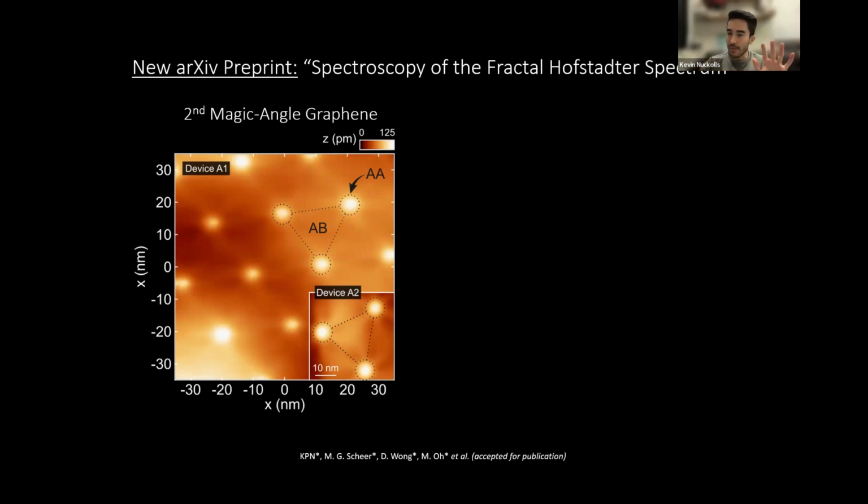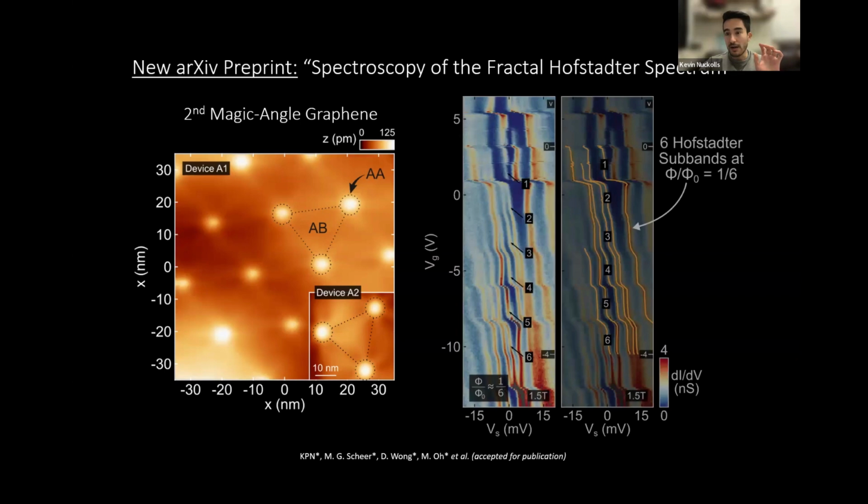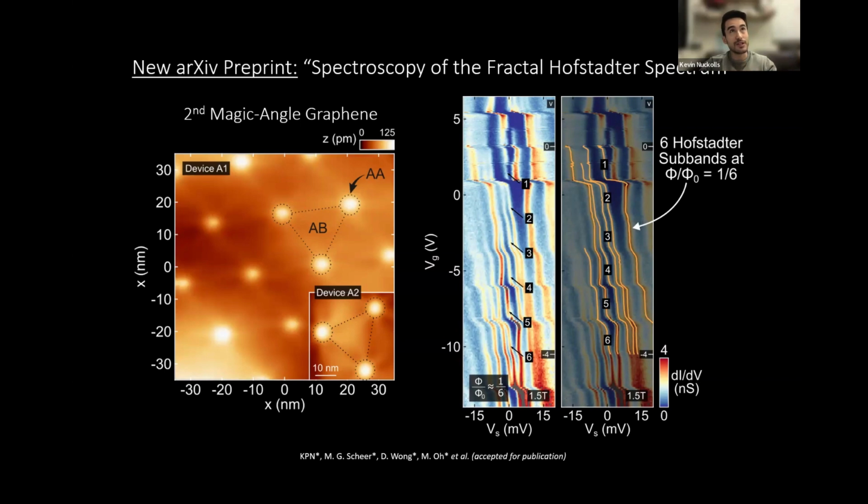So using this moiré material, we're able to make some kind of fundamental verifications of some results in Hofstadter's original work. There's this really famous result from Hofstadter's paper that says that at one magnetic flux quantum for Q lattice unit cells, where Q is an integer, the Hofstadter spectrum is very simple. It just has Q Hofstadter subbands. And so this is an example of one of those experiments. At 1/6 flux per unit cell, we saw 6 discrete Hofstadter bands.